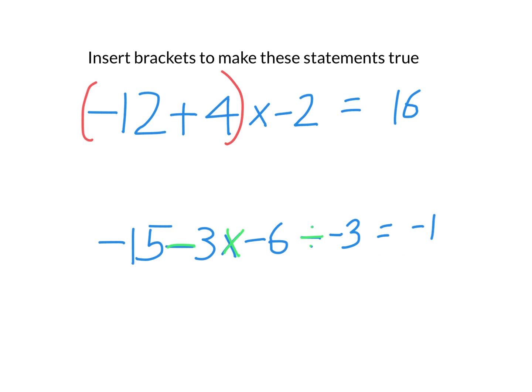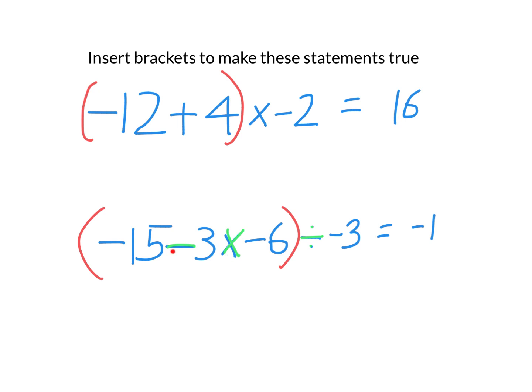So as this statement sits, we'd get negative 15, subtract negative 18, divided by minus 3. And you can just take my word, it doesn't equal minus 1. This is not a true statement. So we need to put the brackets somewhere so that we change the order of operations and make this a true statement. So from trial and error, if we put the brackets here and here, we will get a true statement.